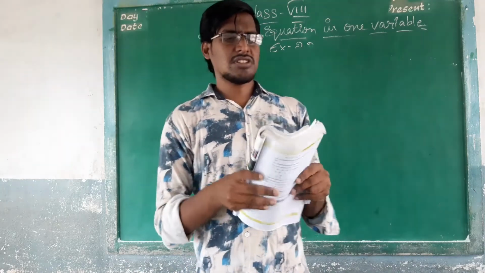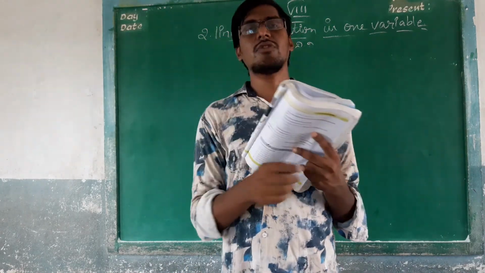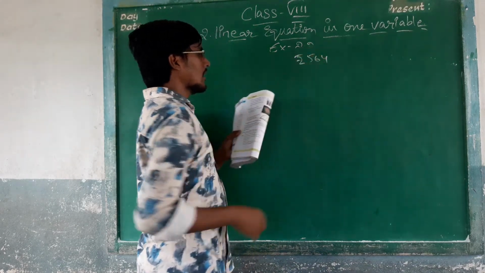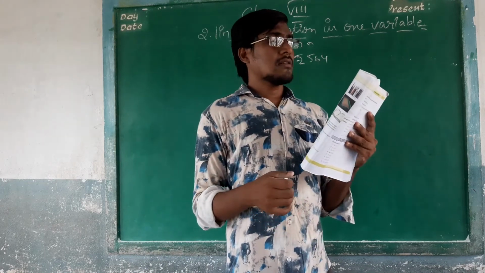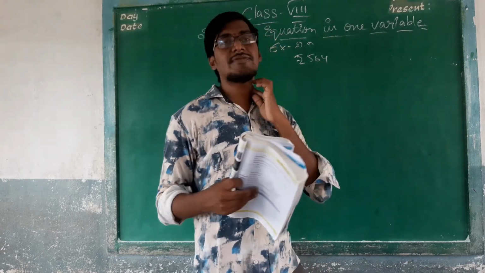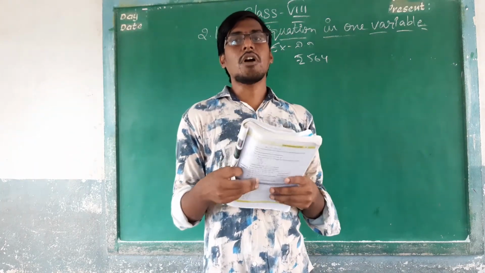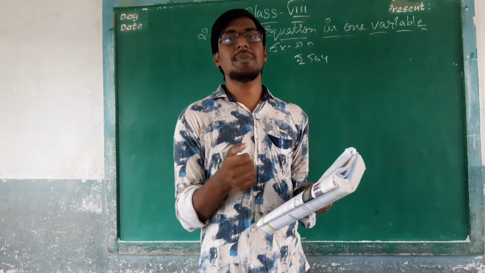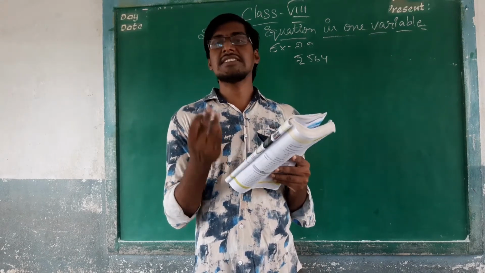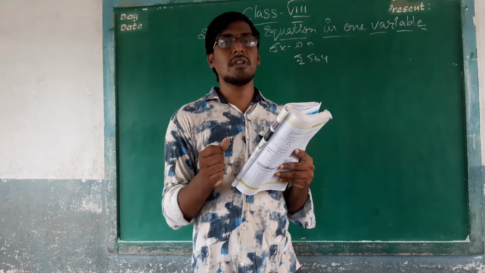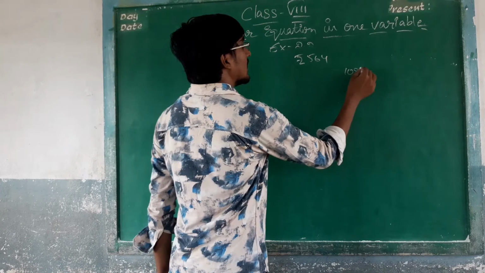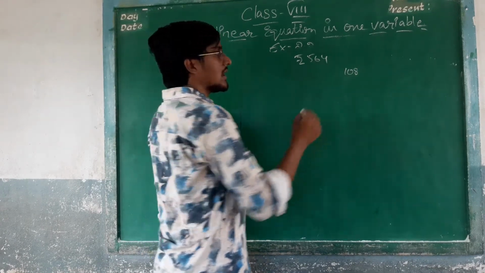What is given in the question? A person spent 564 rupees for buying pens and pencils. Okay. He had spent 564 rupees for pencils and pens. If the cost of each pen is 7 rupees and the cost of one pencil is 3 rupees, and if the total number of things bought is 108. So totally he had bought 108 items.